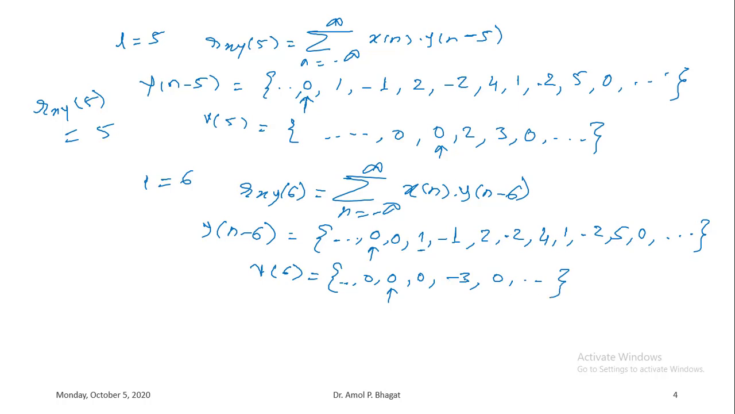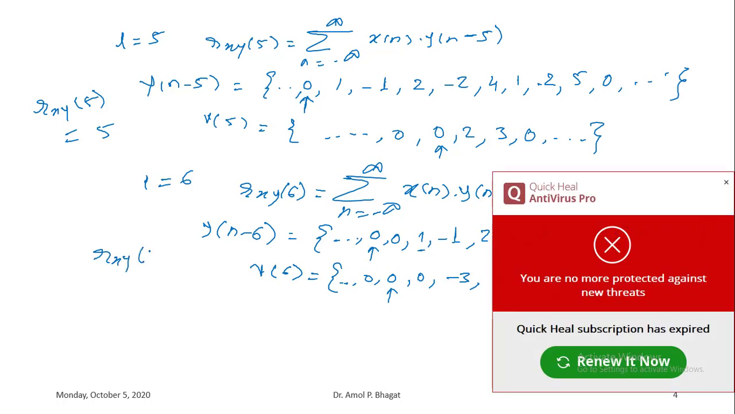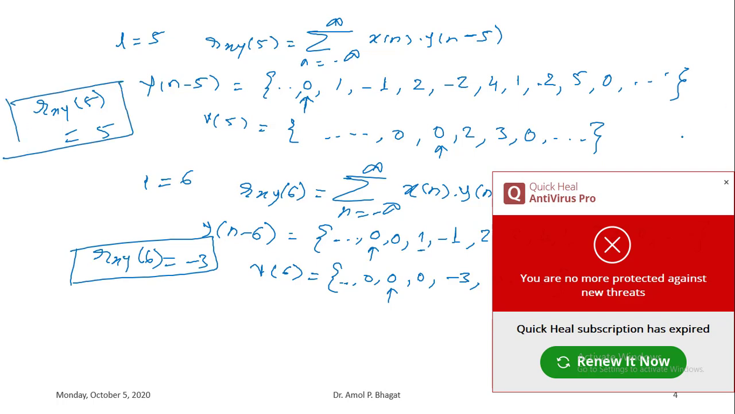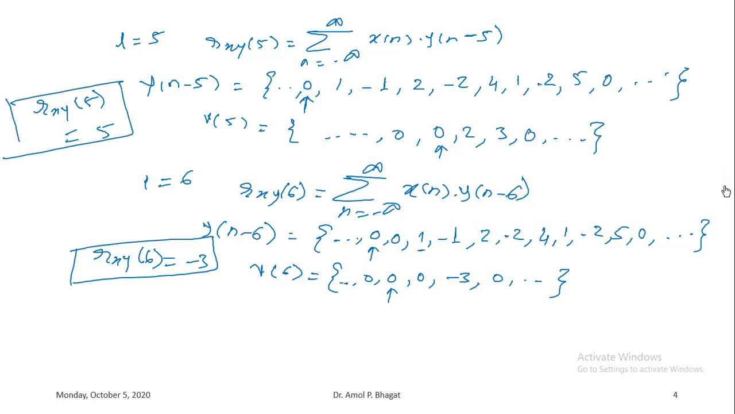So if you add these values, you will get rxy of 6, okay, so it will be simply minus 3. So rxy of 6 will be minus 3, right? Similarly you can identify it for L equals 7, but from 7 onwards you will get the values as 0. You can observe these things here.